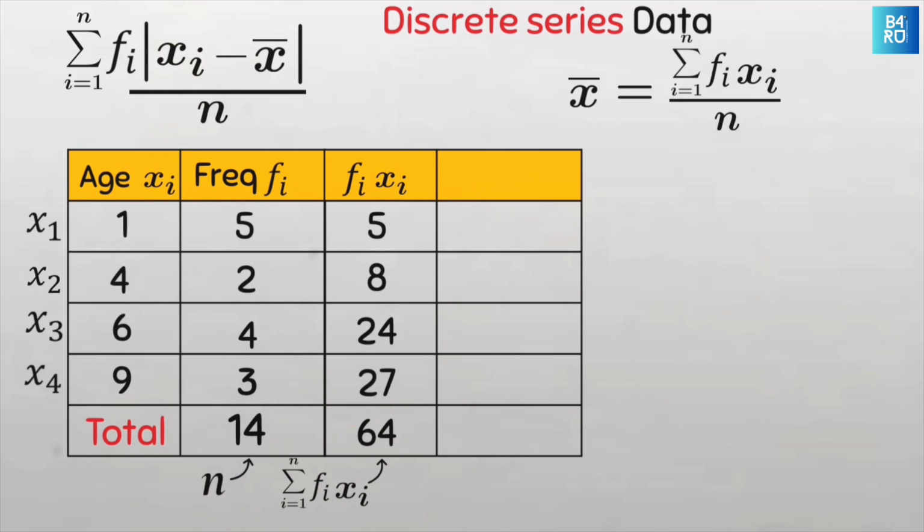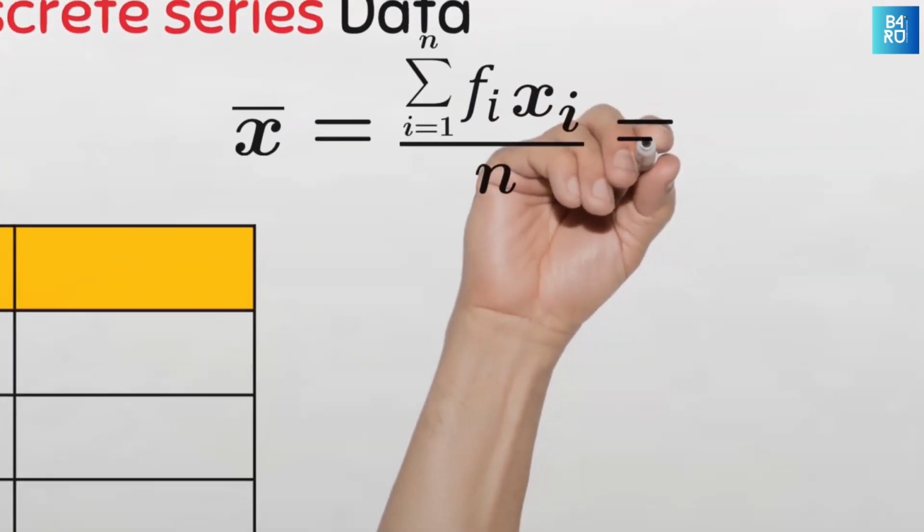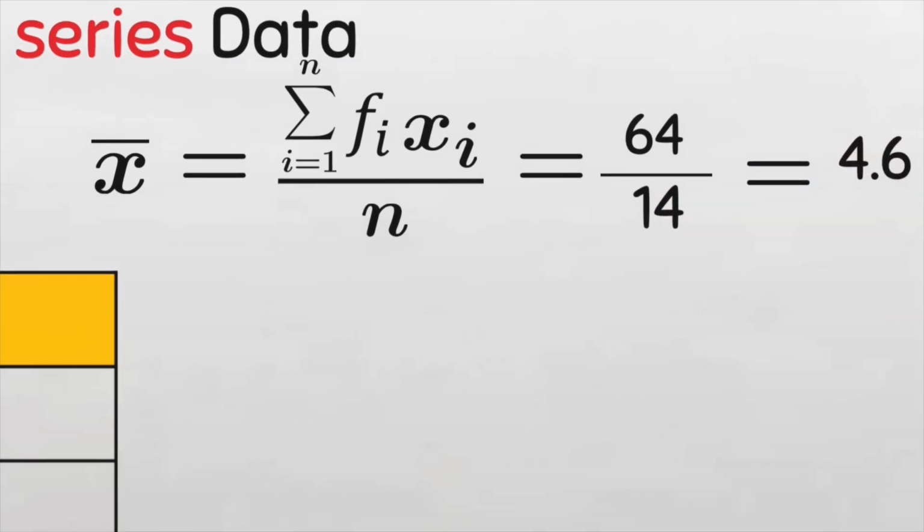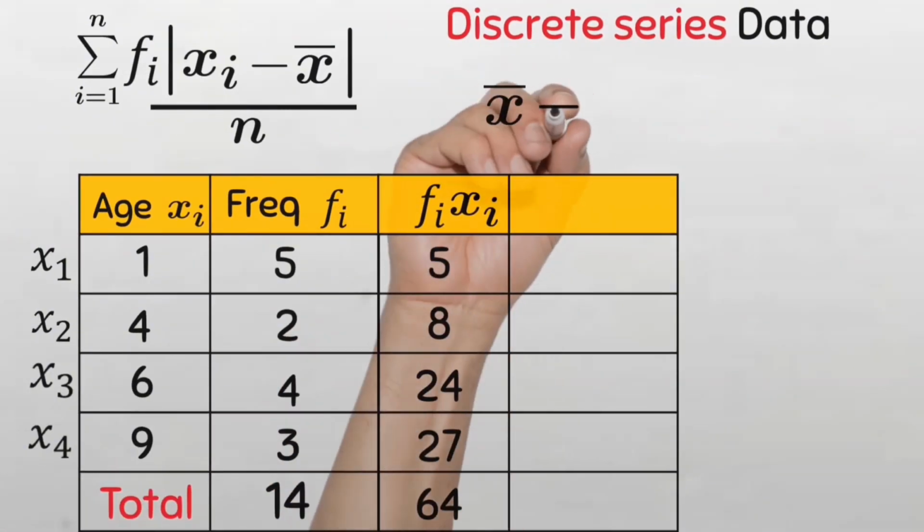And then we divide by the total number of values, that is n. And our n is 14. So 64 divided by 14 would give a mean of 4.6. So our x bar is 4.6 years.